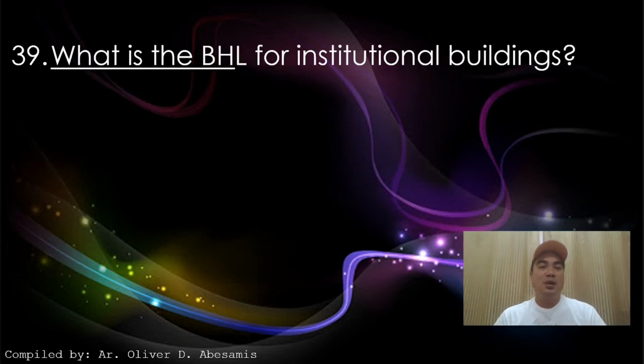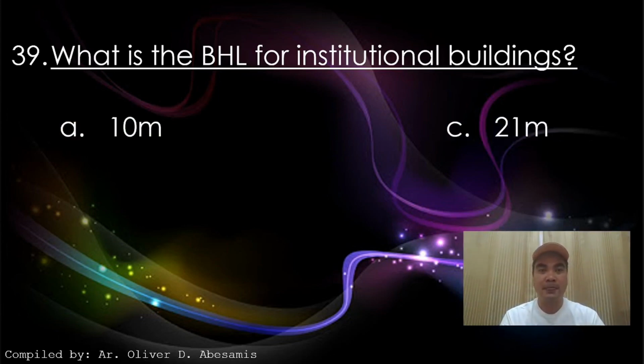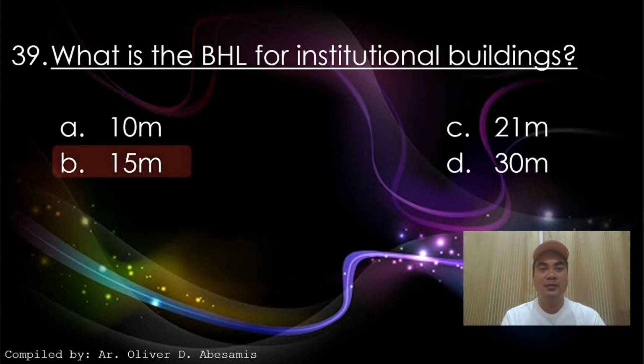39. What is the building height limit for institutional buildings? Again, what is the building height limit for institutional buildings? A, 10 meter, B, 15 meter, C, 21 meter, and D, 30 meter. Answer? B, 15 meter.